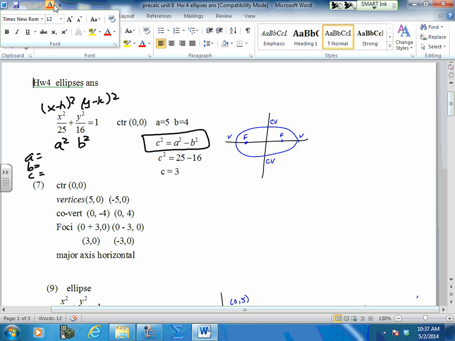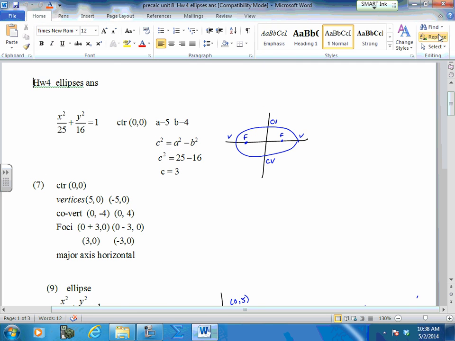Everybody was okay with the first one? We did this one in class, I think, right? Number 7, yeah. We didn't do number 9. Number 7 we did. Now, your major axis is the one that has the largest bottom number. And that's where the oblong goes.